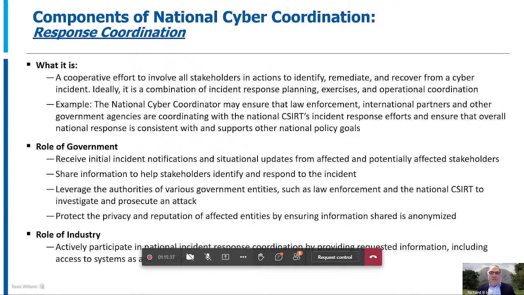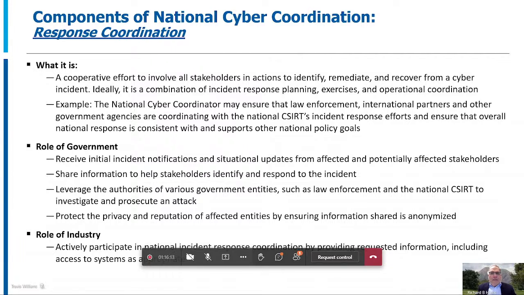Components of national cyber coordination, response coordination. So what it is: a cooperative effort to involve all stakeholders in actions to identify, remediate, and recover from a cyber incident. You'll note in our previous discussions about incident management, this is a very closely related topic to response coordination. The perspective that we're coming from, however, is at the national level, vice the enterprise level or sector level.